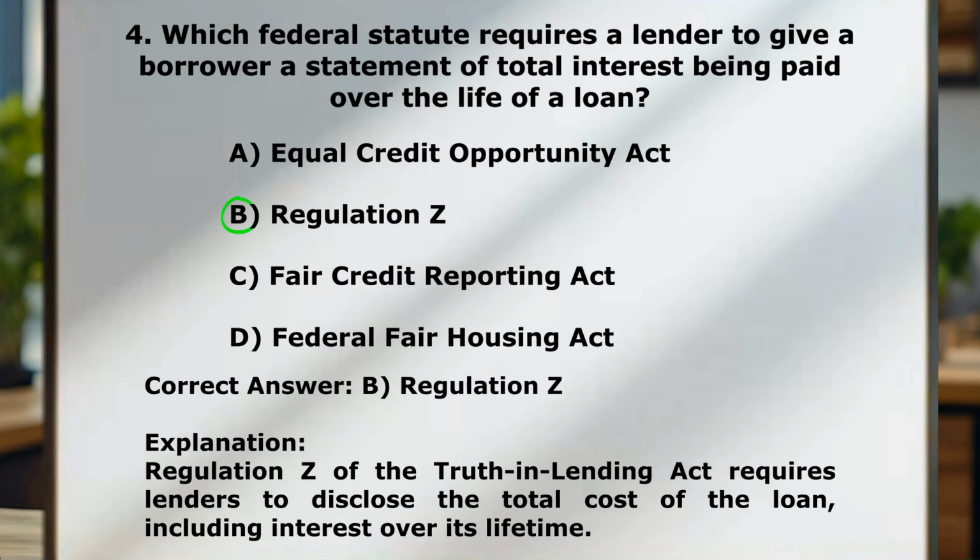So we just went over this in question 3 as well. You want to know a good amount about Regulation Z and how it protects consumers. And a quick explanation of this one, right? Regulation Z of the Truth in Lending Act requires lenders to disclose the total cost of the loan, including interest over the lifetime. This makes perfect sense. They're trying to protect the borrowers. Borrowers do need to know the total amount they're going to be paying over the entire life of the loan, with all things included. Question number 5.